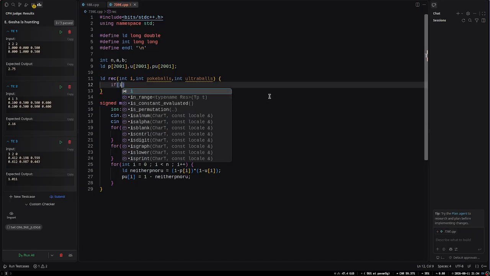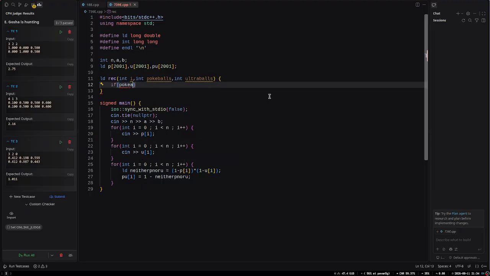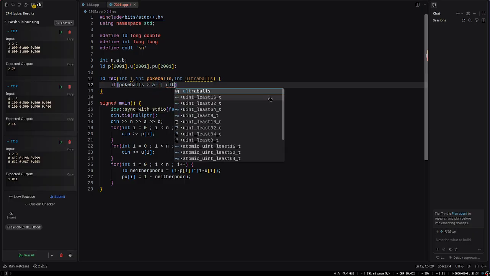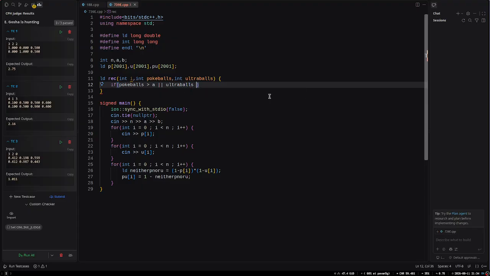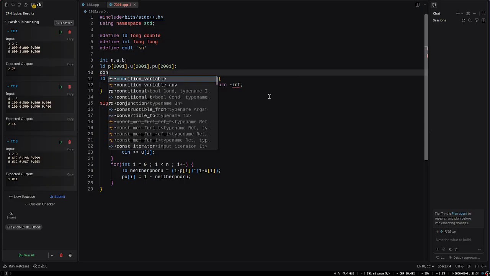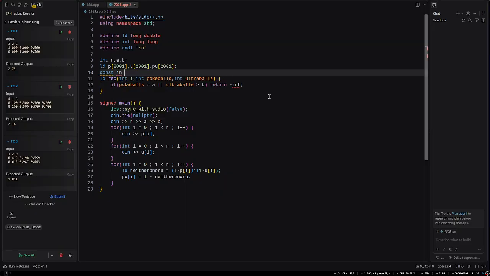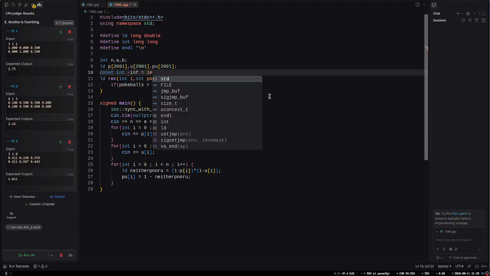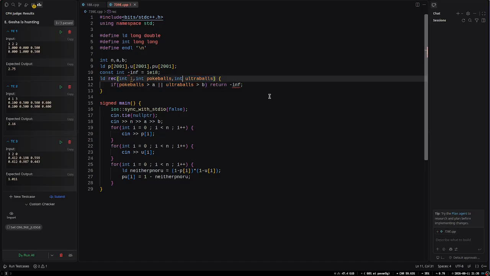So if at any point Pokeballs is greater than A, or Ultra Balls become greater than B, then return minus infinity. Minus infinity is not defined, so let's declare const int infinity equal to 1e18 maybe, and yeah, we'll return this.